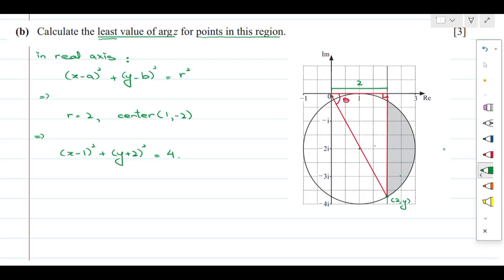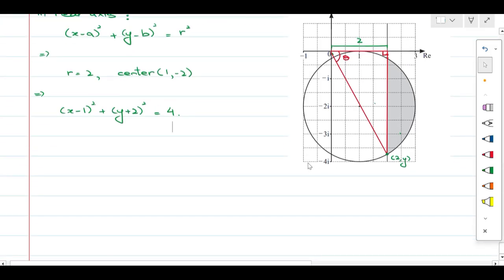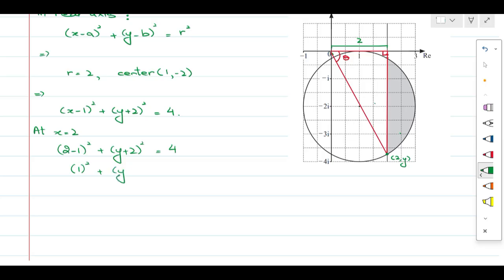This is the equation of the circle when we are dealing with the normal coordinate system. Now what is the y value when x is equal to 2? Because at x equals 2, the point touches the circle, right? Okay, so at x equals 2, we can say (2 minus 1) whole square plus (y plus 2) whole square equals 4. 2 minus 1 is 1 square plus (y plus 2) whole square equals 4.